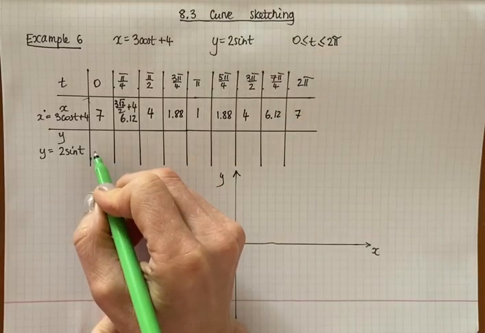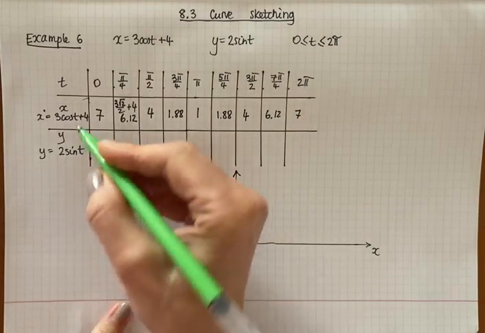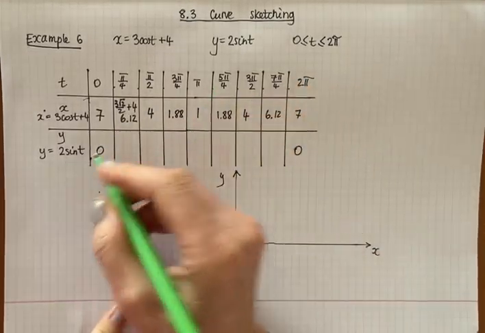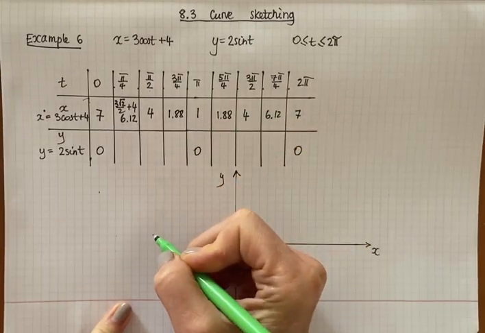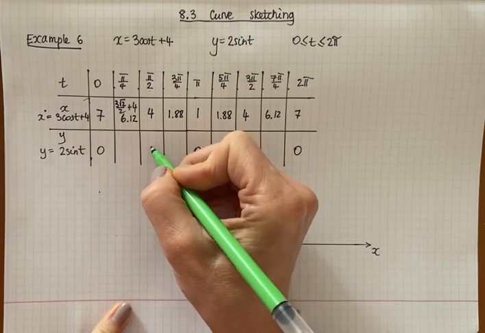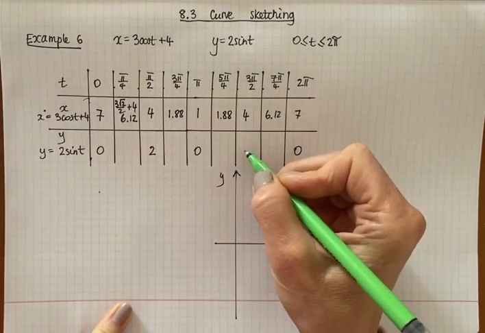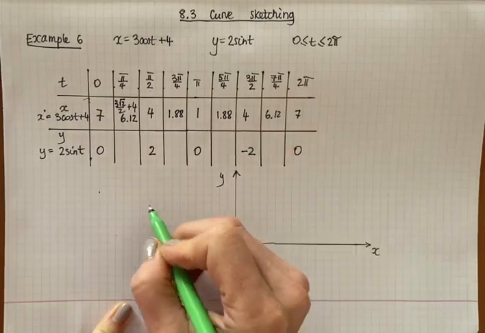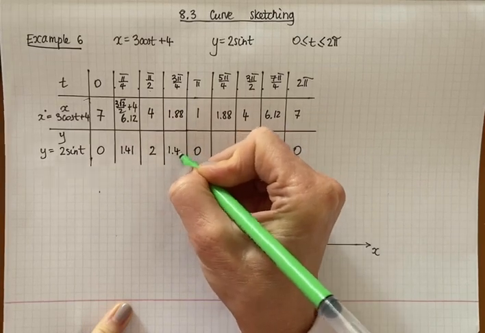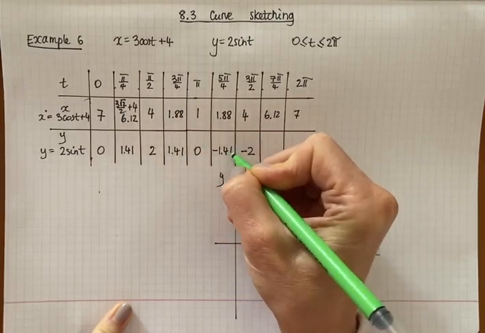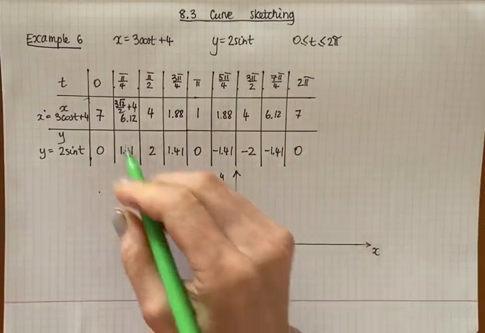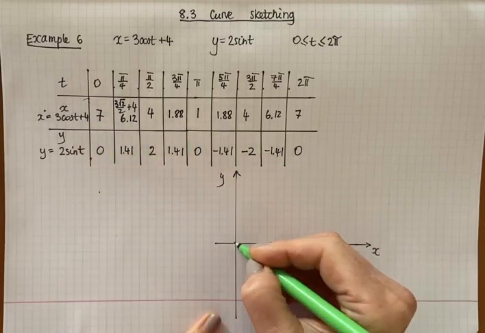Okay, do the same for y. y is 2 sine t, so the first one is 0. For 2 pi, you're going to get 0. For pi, you're going to get 2 sine pi, which is 0 as well. Pi over 2 is when sine is equal to 1, so that gives me 2 times 1, so it's 2. For 3 pi over 2, sine is minus 1, so that gives me minus 2. And the others use the calculator. There you go. So we're going to plot those points, we've got 0, 0.